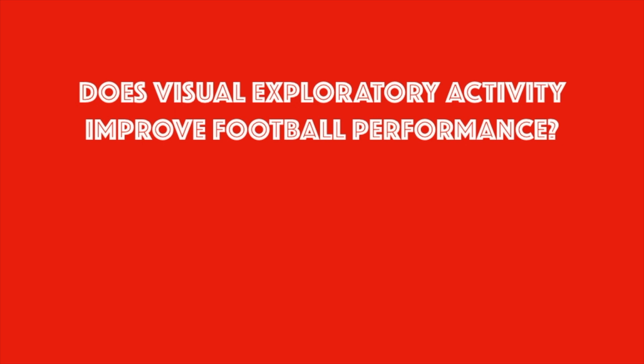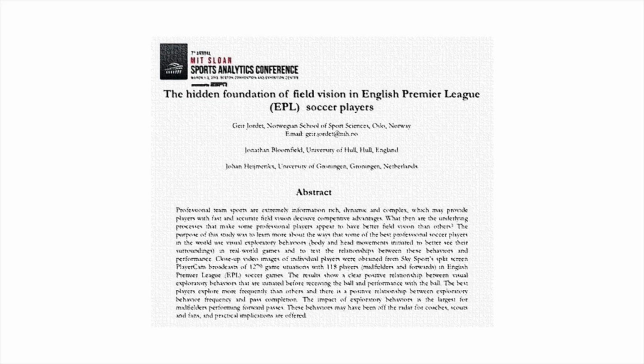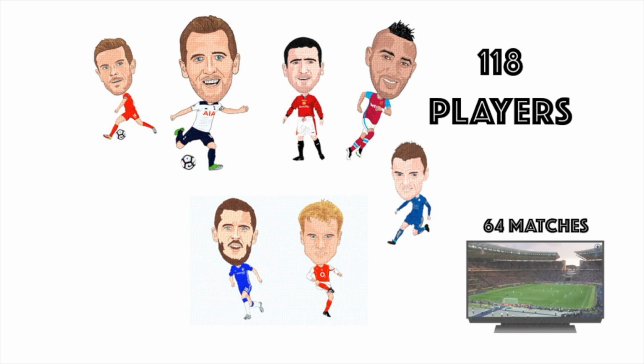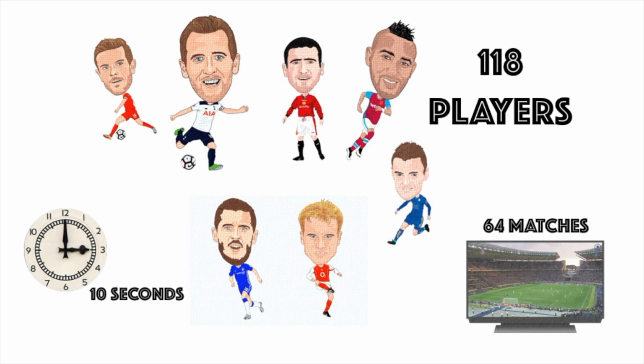In this scientific paper, the authors try to provide an answer. 118 players from the English Premier League season in 2013 were studied, with a total of 64 matches observed. The action studied consists of the 10 seconds before the player participant gained ball possession. The authors consider the following type of action to analyze.